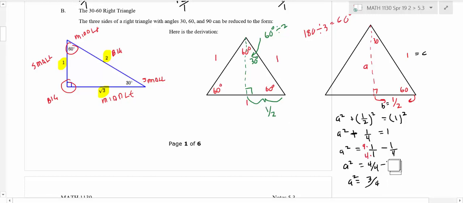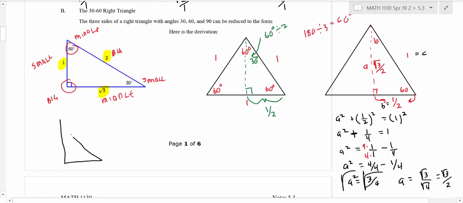So let's clear that up a little bit. All right, so we have that. Then, of course, you would do the square root of both sides. So you'd end up getting A equals square root of 3 over square root of 4, so that would be square root of 3 over 2. So in my diagram, I'm going to label that as square root of 3 over 2. So essentially what I've got so far, just by using the Pythagorean Theorem, is a half, square root of 3 over 2, and 1, and I've got my 30-60 triangle like that. So that's where that comes from.